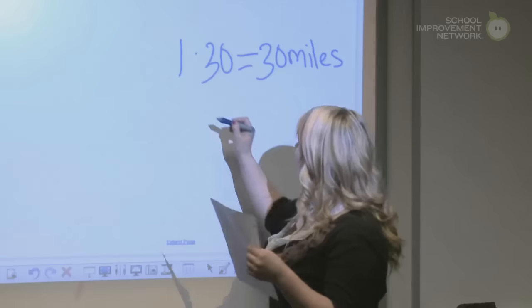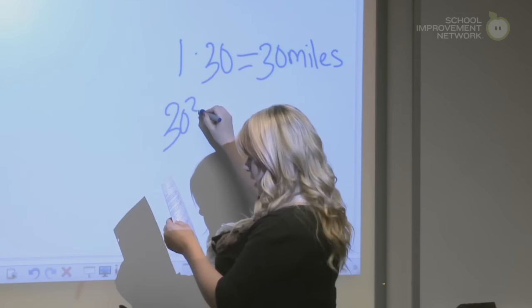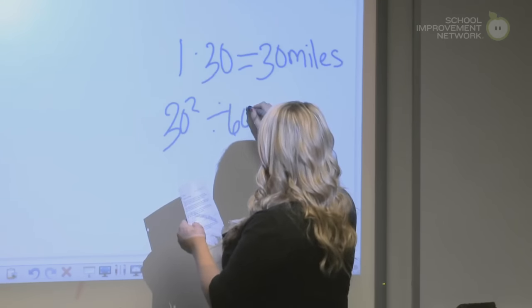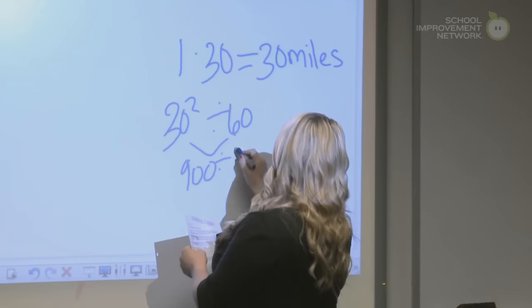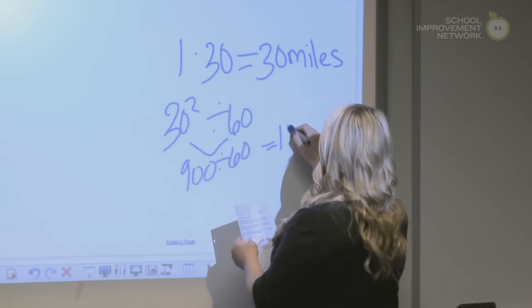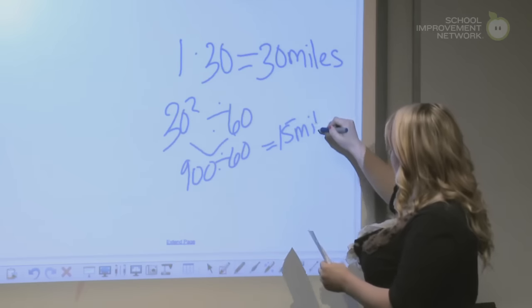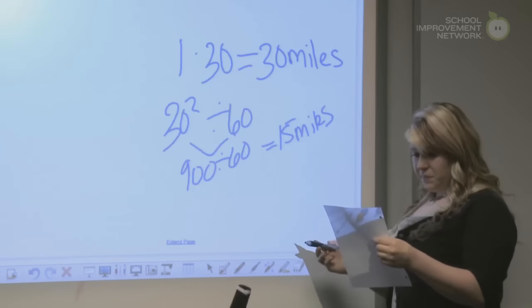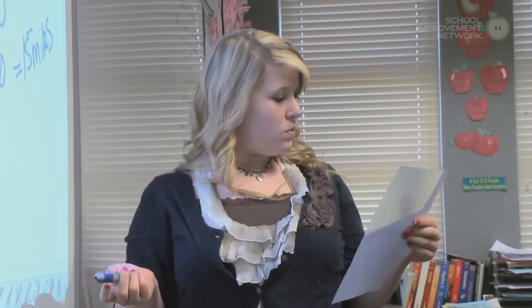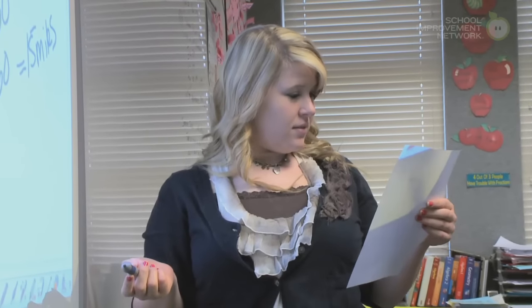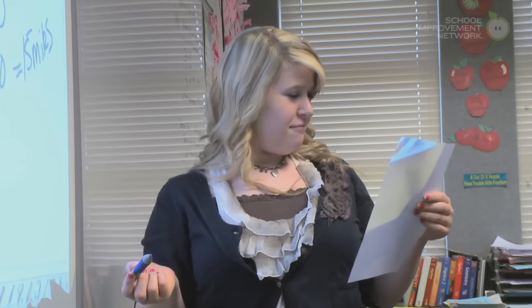Okay. And so for the variable car, the equation we put was, you go 30 squared divided by 60, and that right there gives you 900. And then you divide that by 60, which equals 15 miles. And you started with 30 on this one because? Because you go 30 miles. And if you square that, it would have given you 900. You said you go 30 miles, but is that what you put in there? Yeah. That's what I put.